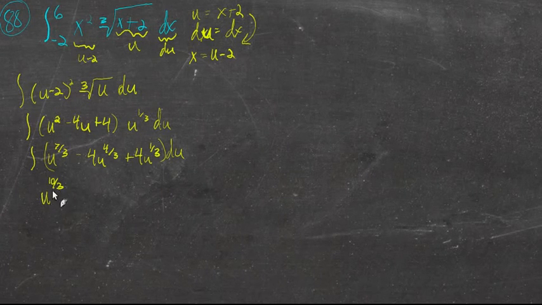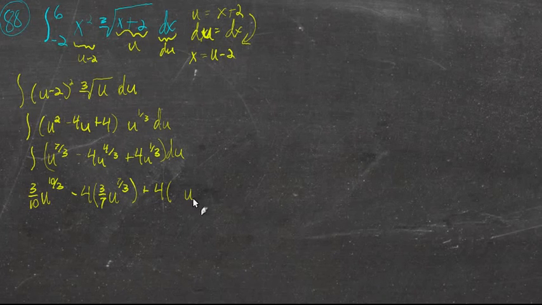Since when we take the derivative we would multiply by 10/3 out here, and we don't want 10/3, we want 1, we put the reciprocal, and that just cancels that out. Now, minus 4 times u to the 7/3, and we do 3/7 here to cancel it out when we take the derivative, plus 4 times u to the 4/3, and we'll multiply by 3/4, and we get our plus c there.